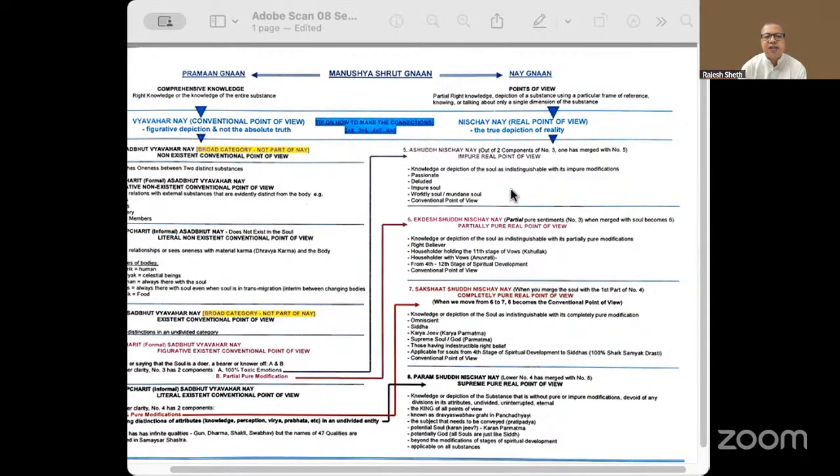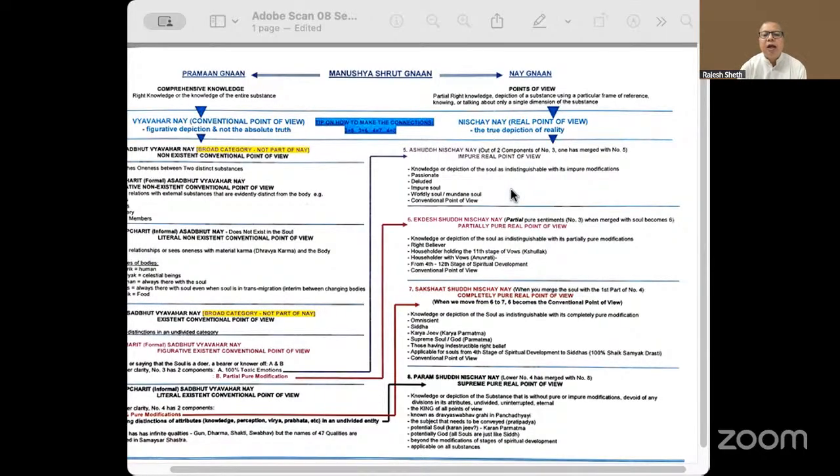So you can see on the chart, omniscient, Siddh Bhagwan, Karya Jeev, Karya Paramatma. Then we have Supreme Soul. God, Supreme Soul, Supreme God, Paramatma. All these are modifications. Then we have those having indestructible right belief, that is Kshayik Samyak Drishti.